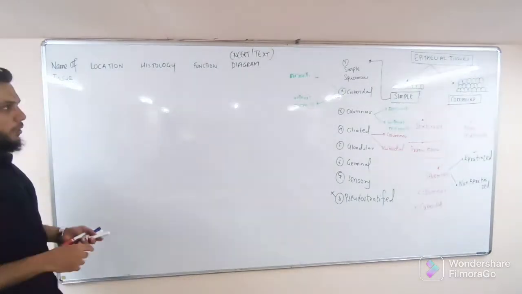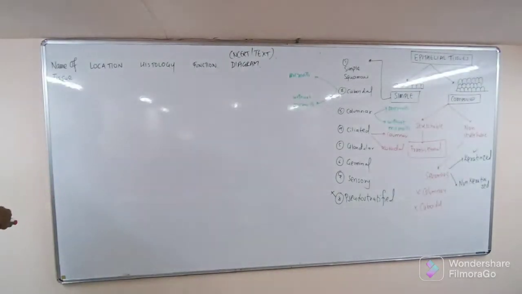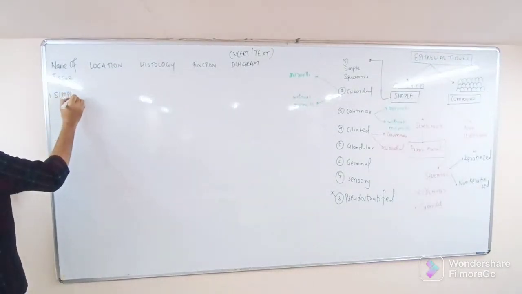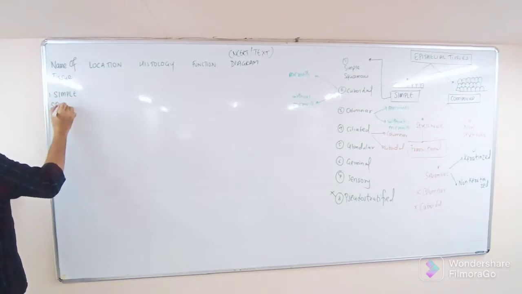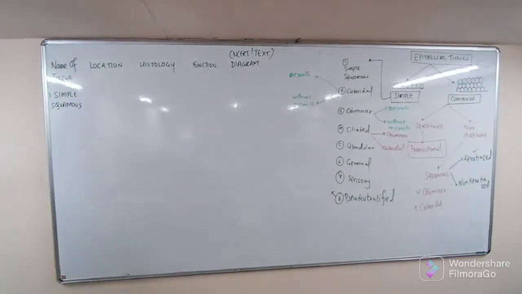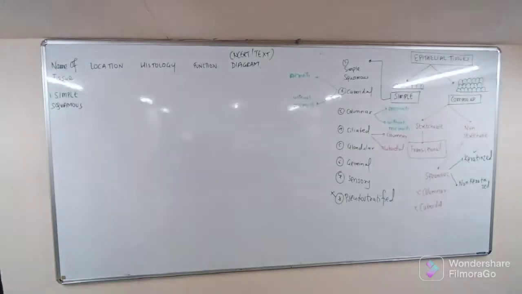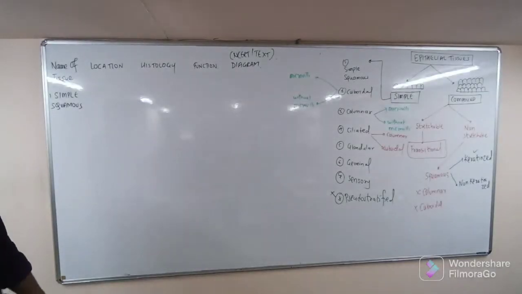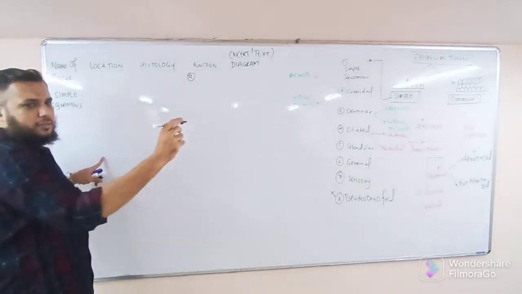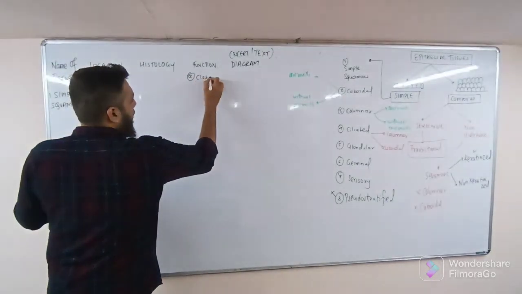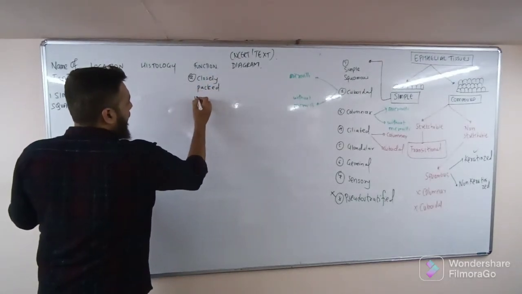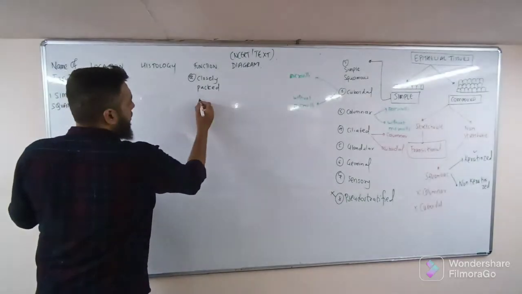So the first tissue, children: simple squamous epithelium. Let us talk about histology first. Some basic points that you already know: it is single layered. The cells are closely packed with little or no intercellular space.